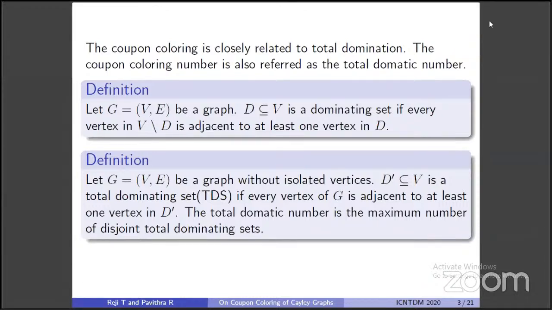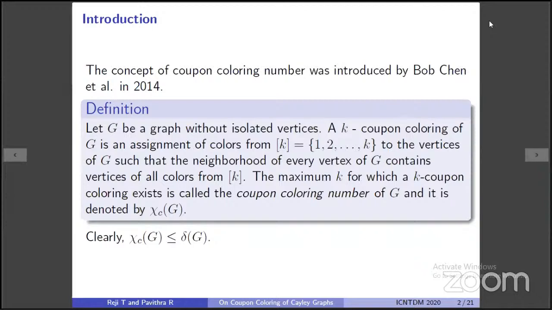In your definition, the graph should not have an isolated vertex. Yes, the graph without isolated vertex. Okay, no problem. It's okay. Thank you. Thank you.